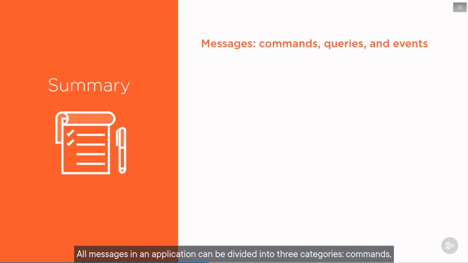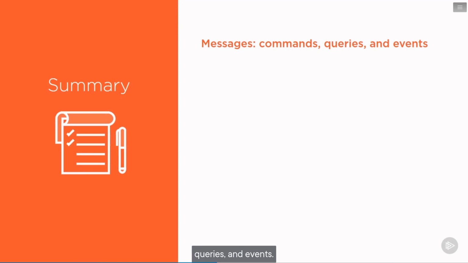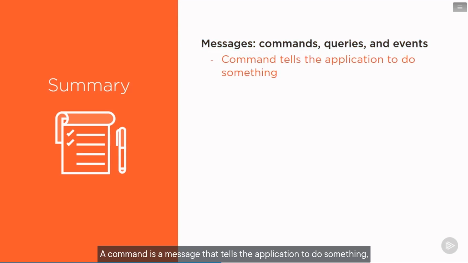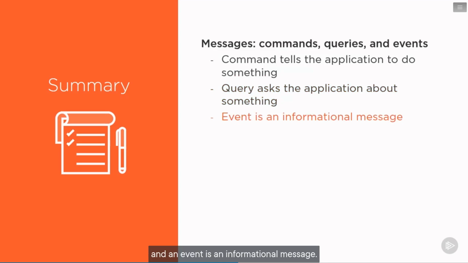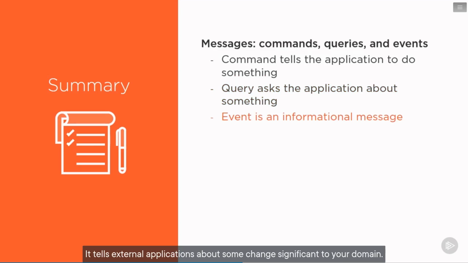All messages in an application can be divided into three categories: commands, queries, and events. A command is a message that tells the application to do something. A query is a message that asks the application about something. And an event is an informational message. It tells external applications about some change significant to your domain.